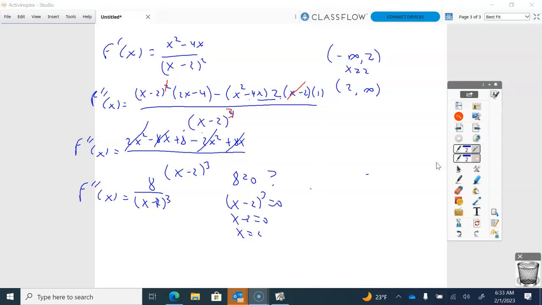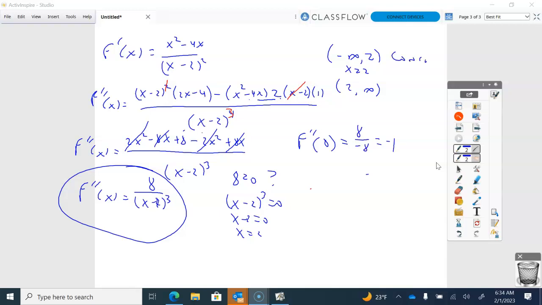All right, so now I go ahead and pick a point between negative infinity and 2 and plug it into my second derivative. So the second derivative at 0 would be 8 over negative 8, which is negative 1. So I get concave down. Remember, we're talking about second derivatives. We're not talking about increasing or decreasing. We're talking about concavity. Okay?